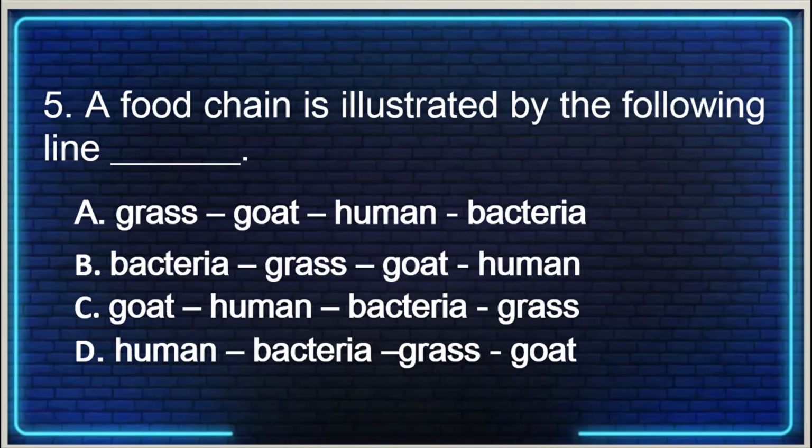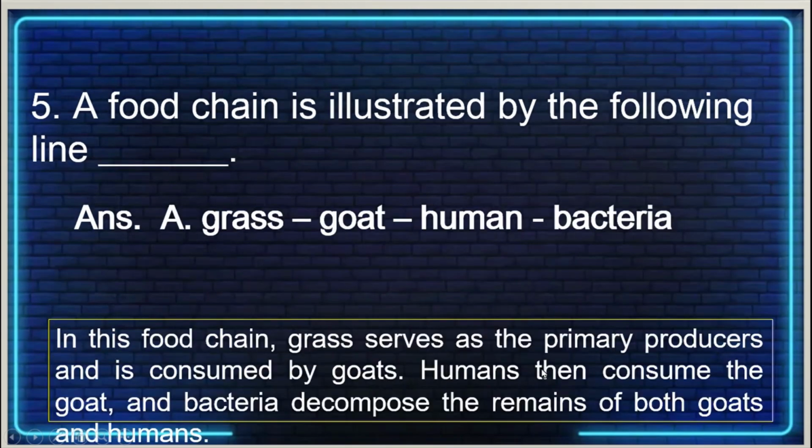Number 5, a food chain is illustrated by the following line: A. Grass, goat, human, bacteria. B. Bacteria, grass, goat, human. C. Goat, human, bacteria, grass. Letter D. Human, bacteria, grass, goat. So the answer is letter A.